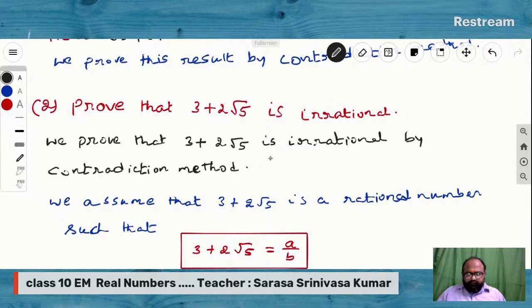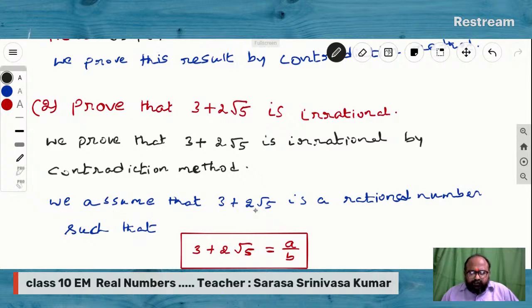To prove this result, we follow the contradiction method. By the contradiction method, we assume that the given statement is wrong. That is, we assume that 3 plus 2 square root of 5 is irrational is wrong. That is, we assume that 3 plus 2 square root of 5 is not an irrational number. So, as per our assumption, it is a rational number.